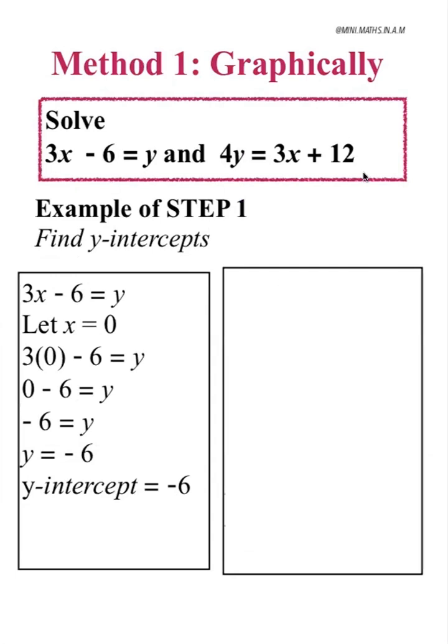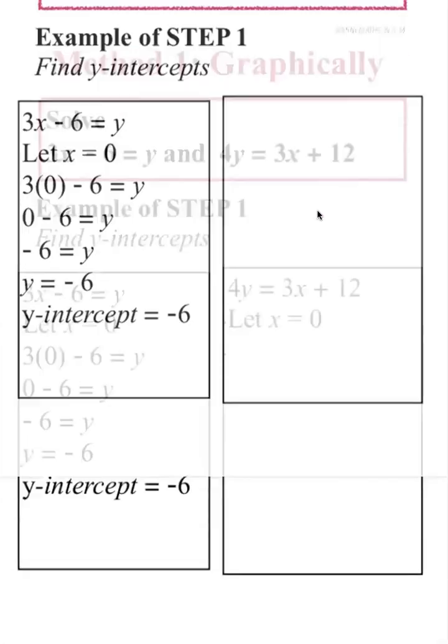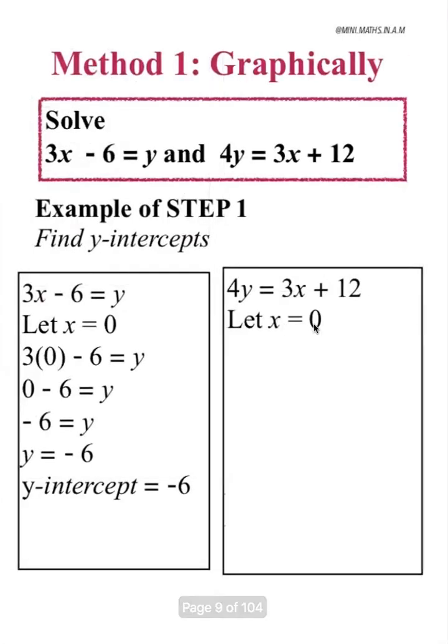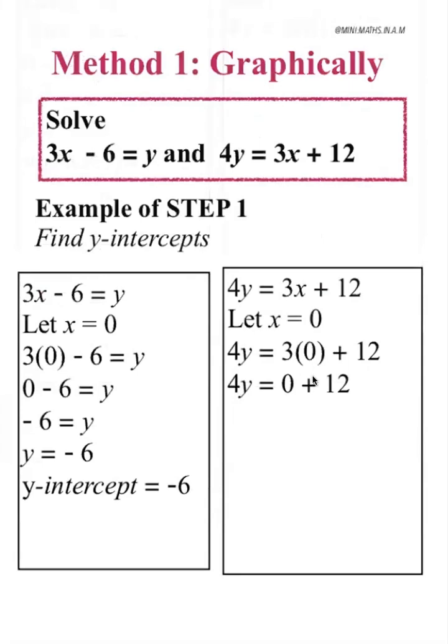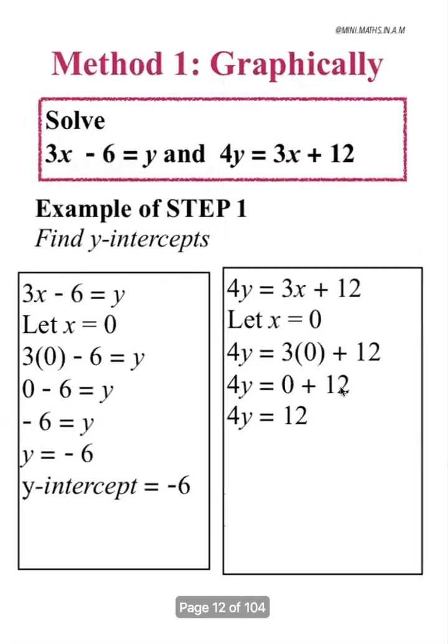We found our y-intercept. Now we do this equation over here. So again, we let x equal 0. We're finding our y-intercept. So we just replace the x here with a 0, which we can see has happened. Then we just tidy that up. So 4y stays the same. 3 times 0 is 0. So we have 0 plus 12. Then 0 plus 12 is the same thing as just writing 12, because adding 0 to something doesn't do anything.